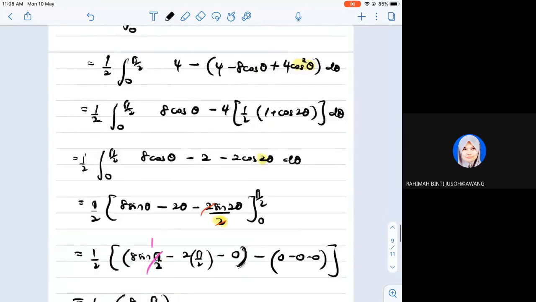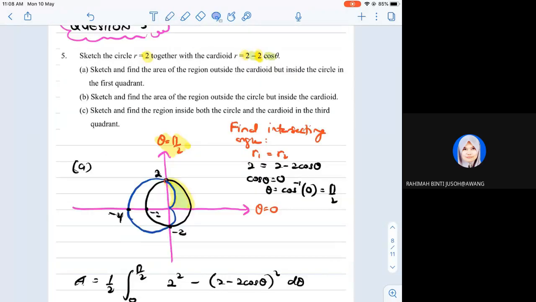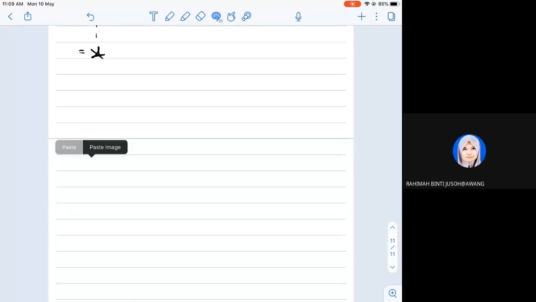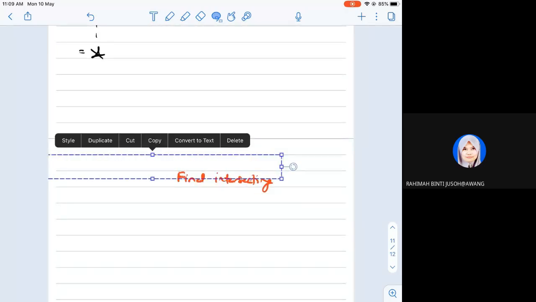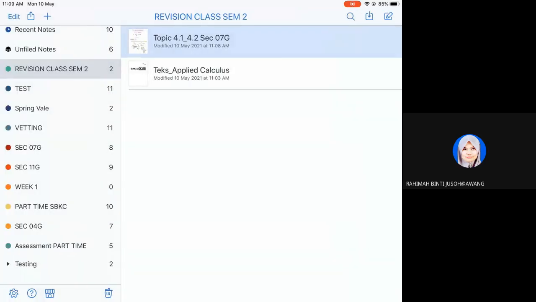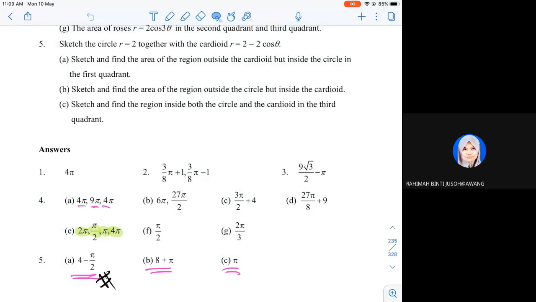Okay, question C now. Question C. Oh, it didn't copy. Undo. Question C should be this one.